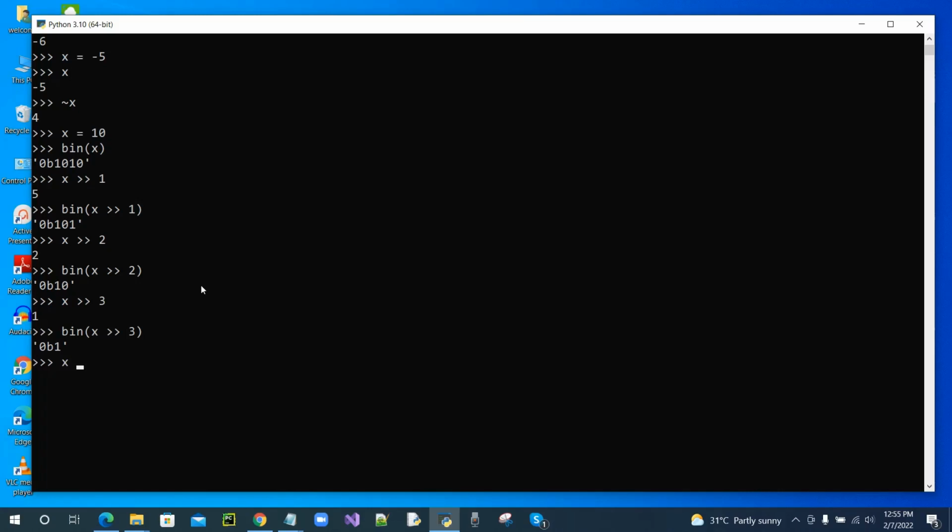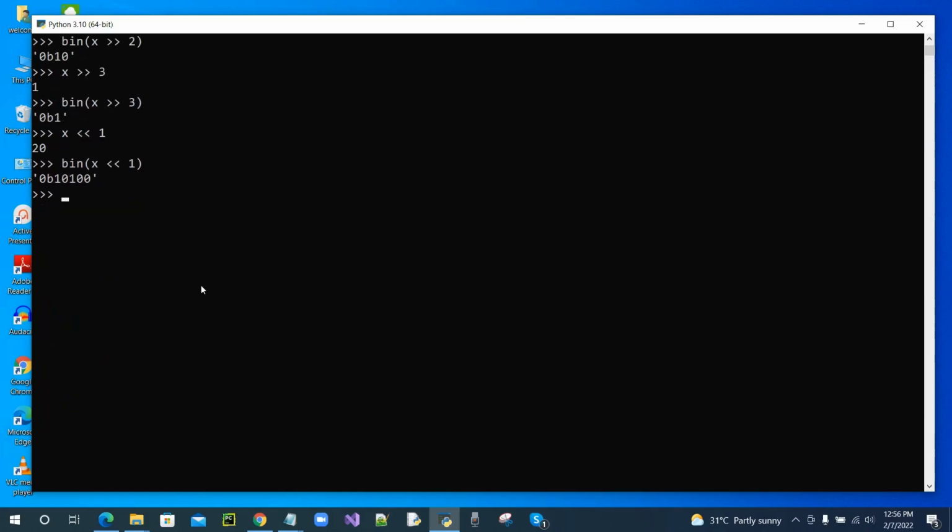Let's do bitwise left shift. I am shifting 1 bit towards left. Output is 20. Binary output is 10100. So a 0 is appended at the end. Here I am shifting 2 bits towards left. Output is 40. Binary output is 101000. So 2 zeros are appended at the end. Here shifting 3 bits towards left, output is 80. Binary output is 1010000. So 3 zeros are appended at the end.